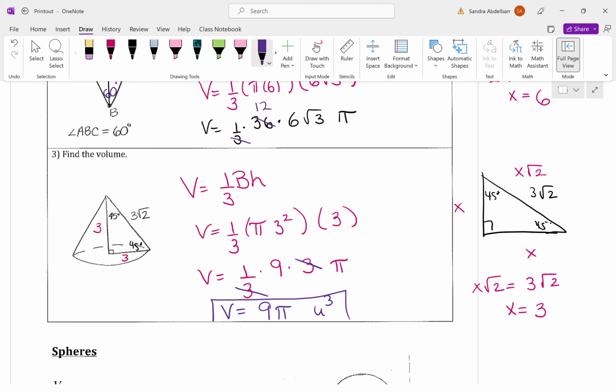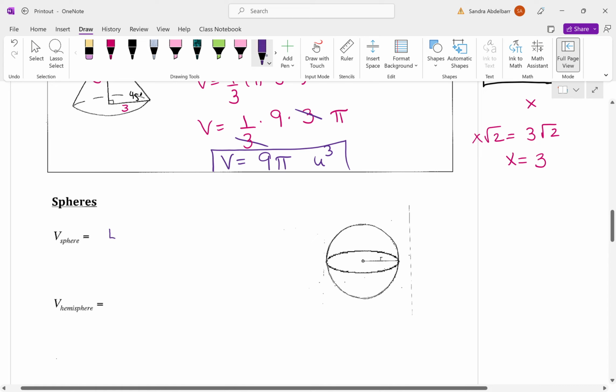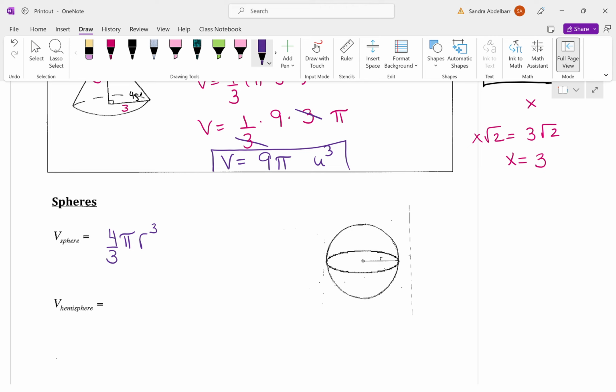Can I move on to spheres? All right, the volume of a sphere is 4/3 pi r cubed. Now, isn't a hemisphere half of a sphere? So what we're going to do is half times 4/3 pi r cubed.